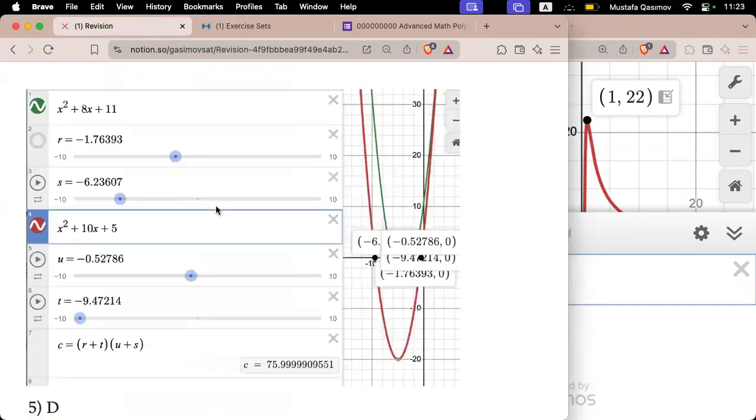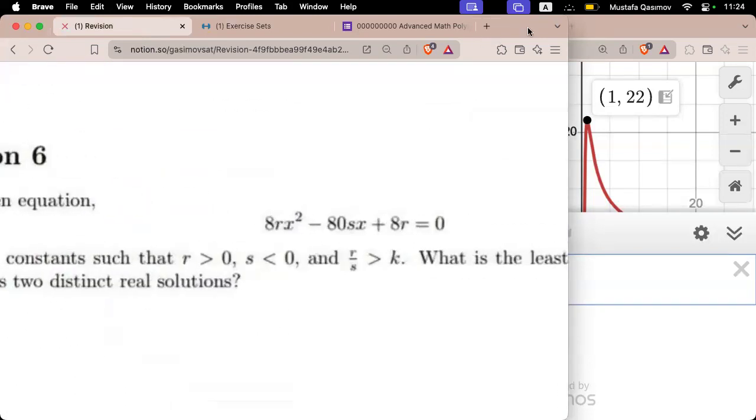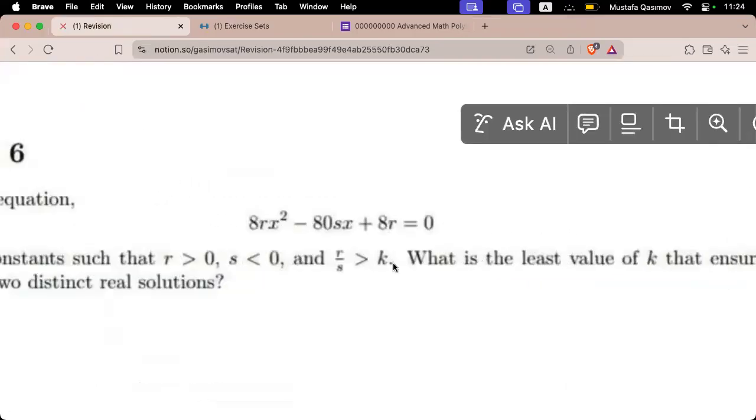But for example, let's say that you have a question like this: 8rx squared minus 80sx plus 8r is equal to 0. Here, if you write y instead of r over s, what should you write instead of s? So you cannot use this method here directly. But I saw now, maybe we can use it.